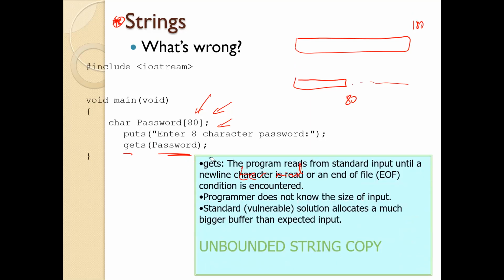So here we can see gets. The program reads from standard input until a newline character is read or an end-of-file condition is encountered. The programmer does not know the size of the input. So the problem is the buffer is not as big as the expected input, and so there might be what is called an unbounded string copy, which, depending on how you implement it, is one of the building blocks of the buffer overflow. Make sense?